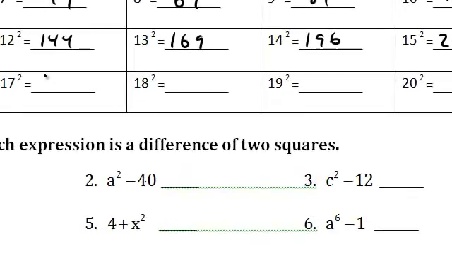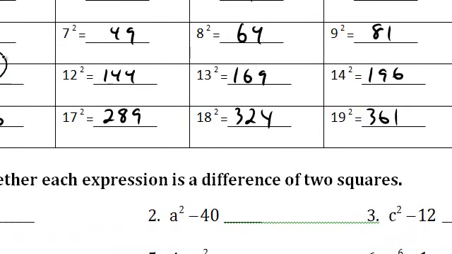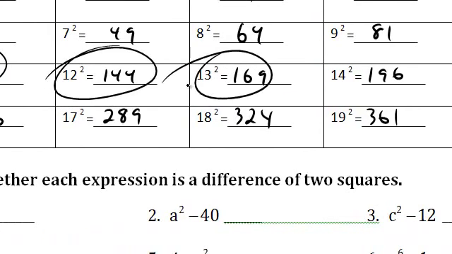17 squared is 289. Again, I don't expect you guys really to remember those. You can always put it in your calculator. 18 squared is 324. And 19 squared is 361. 20 squared is 400. Okay, so what I would like you guys to know is really up through 10. I mean, a lot of you guys know 11 squared and 12 squared, maybe 13. But past that, I don't think so. Most people don't know that. Okay, so anyway, those are your perfect squares.